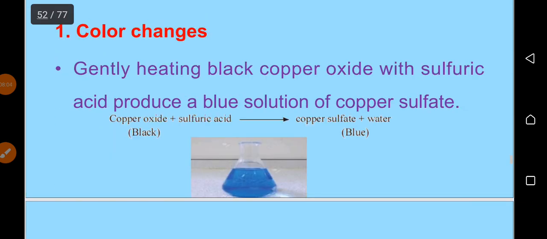The first change is change in color. Gently heating the black copper oxide with the sulfuric acid produces a blue solution of copper sulfate.